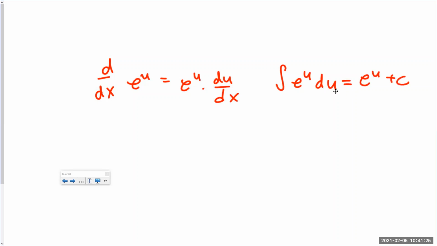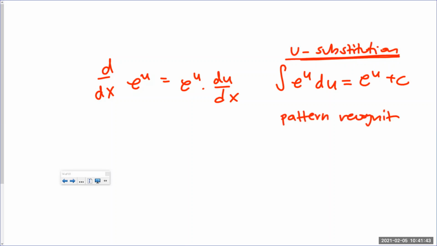Why? Okay, why is it e to the u plus c? The reason is because this is using u substitution. Now, if I don't use u substitution, if I want to do the shortcut, and the shortcut is called pattern recognition, that's the shortcut. If you want to do the shortcut, this is not your formula.